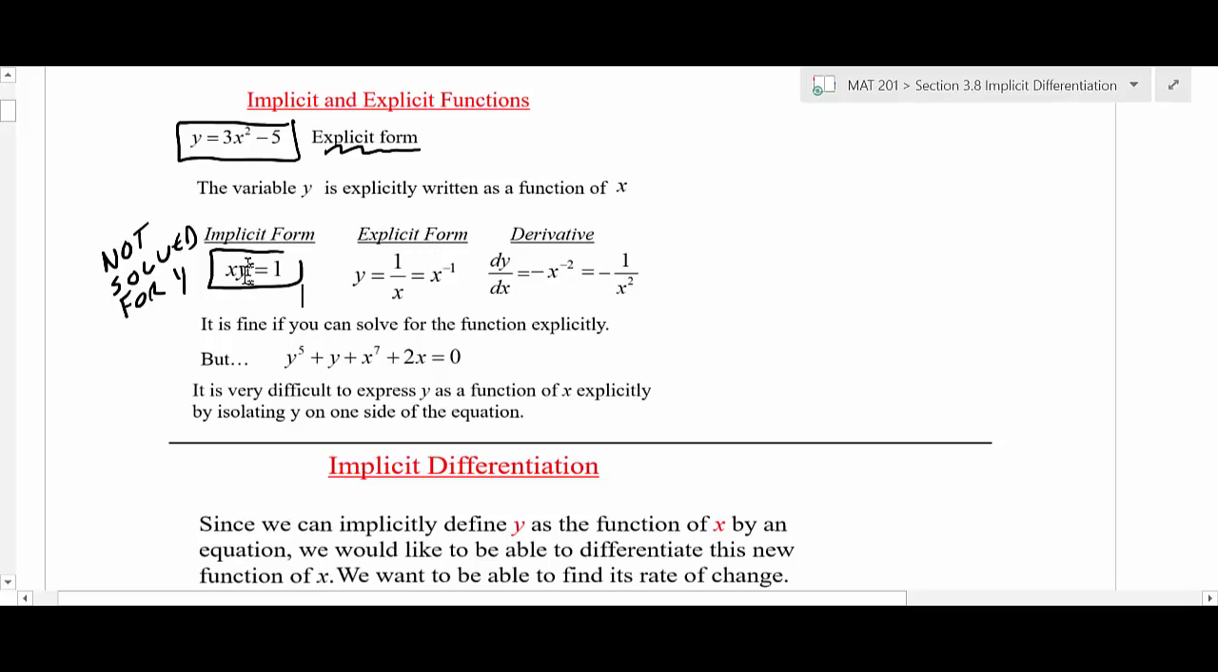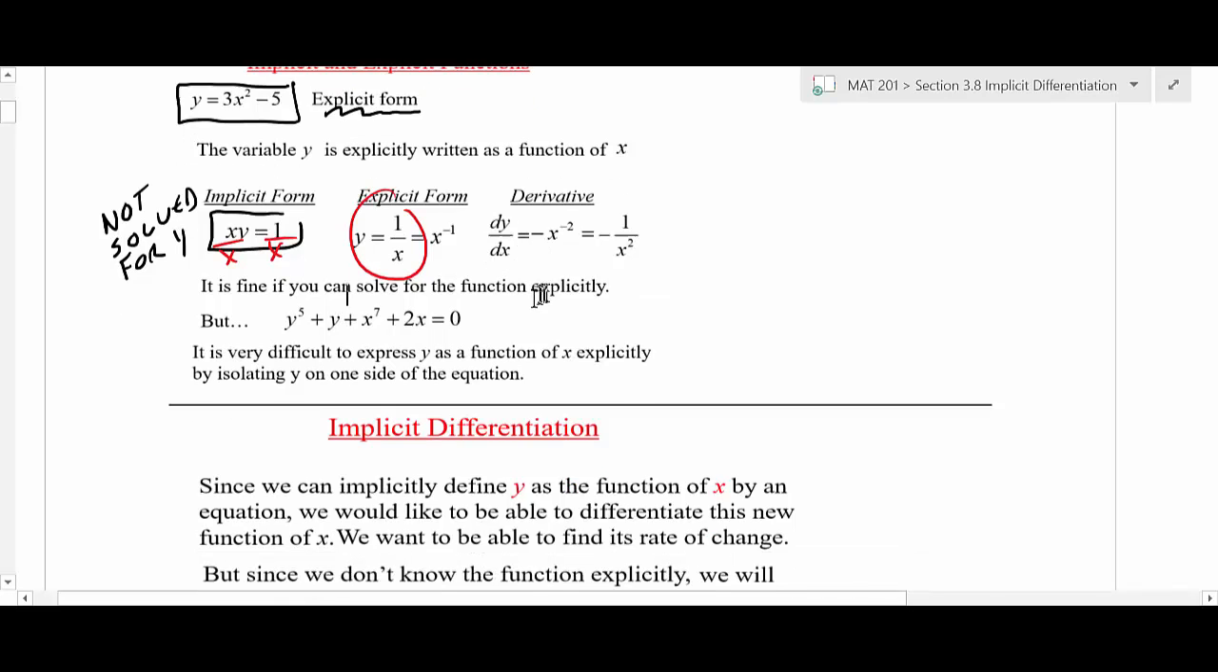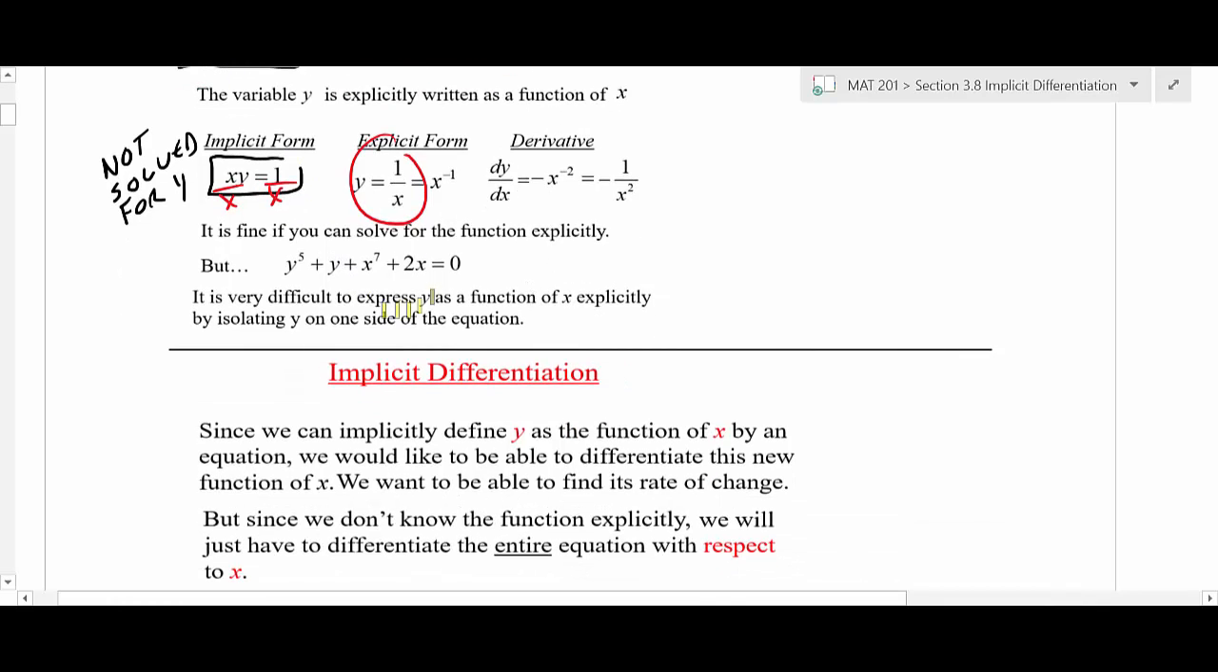The explicit form would be like if you just divided both sides by x, then you would get y equals 1 over x. That's the explicit form. And then, of course, if you solve it for y, then you do the derivative like we've learned how to do. But if you can't solve it for y, then there's a different way you have to go about doing the derivative. A good example of that would be this function right here. Try solving that for y and see how that goes for you. It's real difficult to get y isolated by itself on a side.